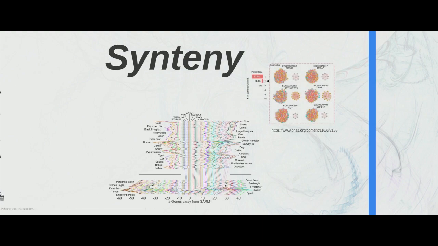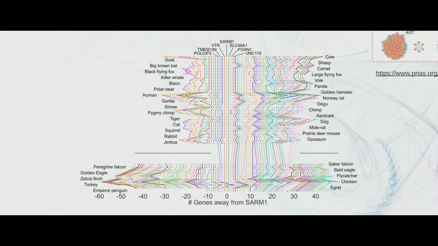So I'm going to show you two examples of this. The first one is showing you the location of genes on a bunch of different genomes. So you can tell that each row here is a different genome. So on the very top is a cow genome, and then a goat genome, and then a sheep genome, et cetera. And at the very bottom, below the break, are some bird genomes.